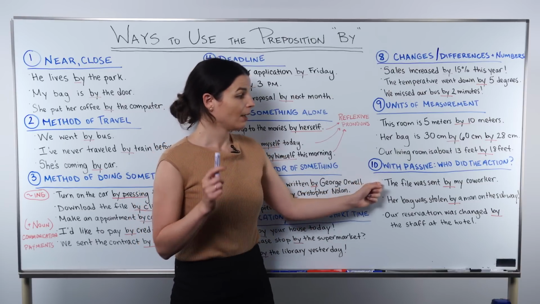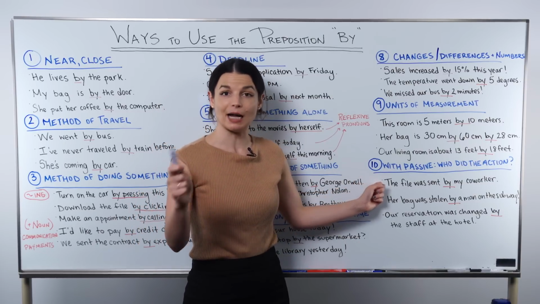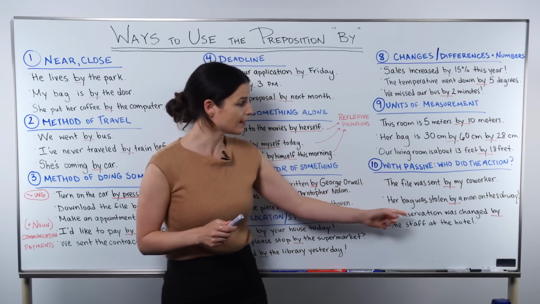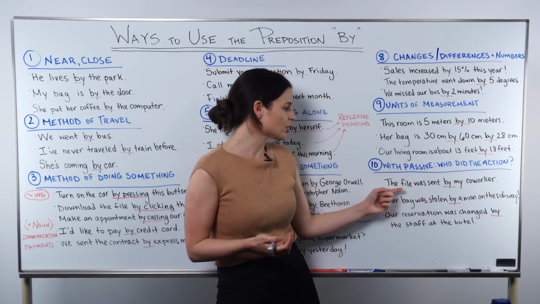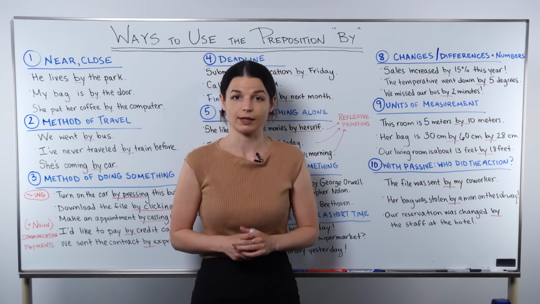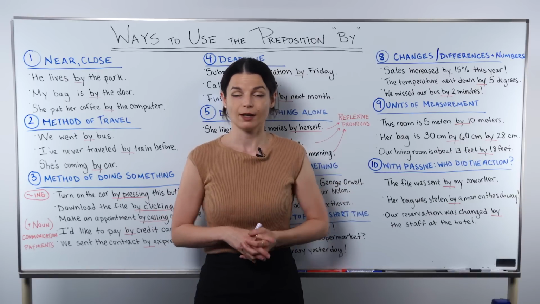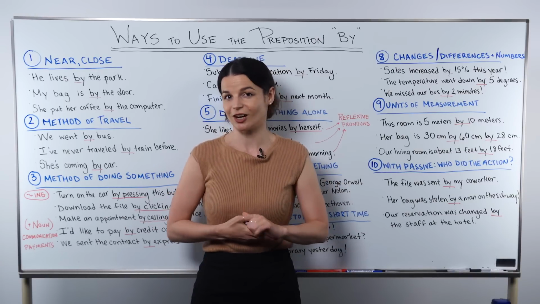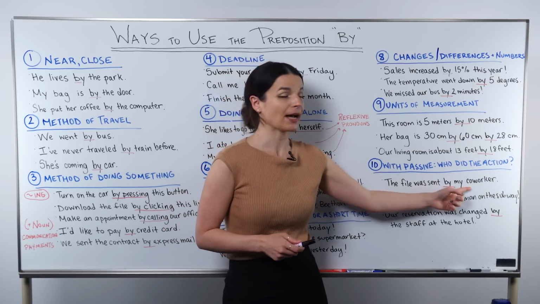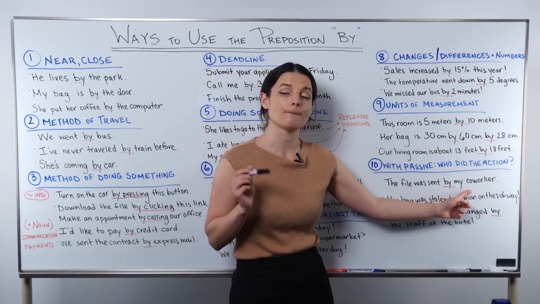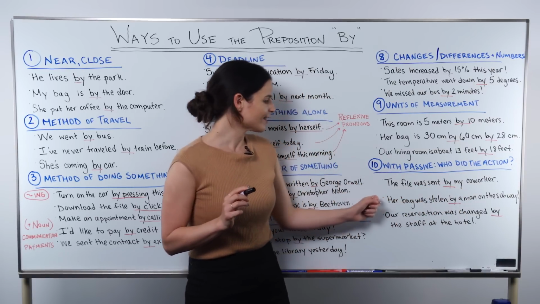Let's take a look. The file was sent by my coworker. A basic passive sentence is just the file was sent. This sentence is 100% correct. But sometimes maybe it's important to share a little bit about who did the action. In this case, we have my coworker. So who did the action? My coworker.